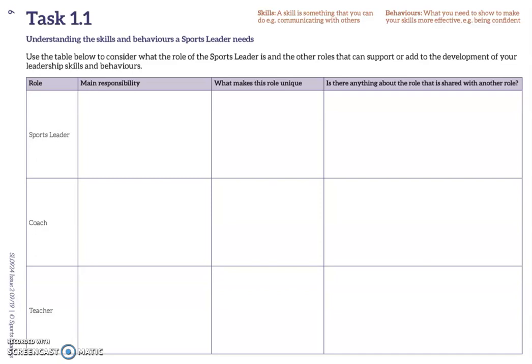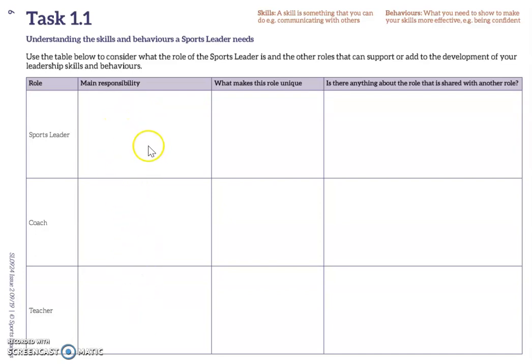So hopefully after the first lesson or two of the Sports Leaders Award, you now have a better understanding of the differences between a sports leader, a coach and a teacher. So in this section of task 1.1, it's asking you really just to solidify that knowledge and put it down on paper here. As you can see, this is split into three rows of sports leader, coach and teacher, and for each you need to ensure that you've written down the main responsibilities of each role.